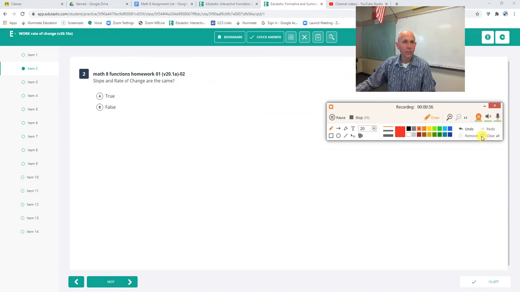Slope and rate of change are the same thing. Yes. When I say slope, you say rate of change. When I say rate of change, you say slope. We use them interchangeably. Yes, that is true.